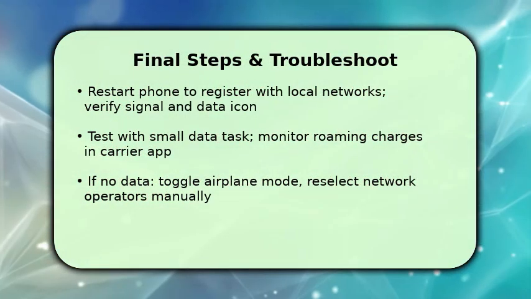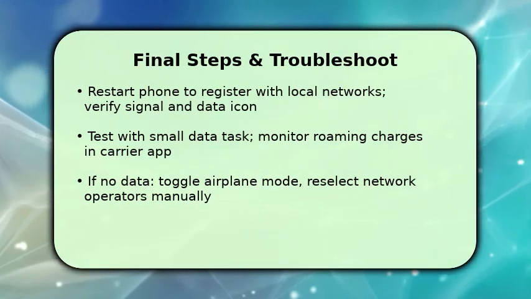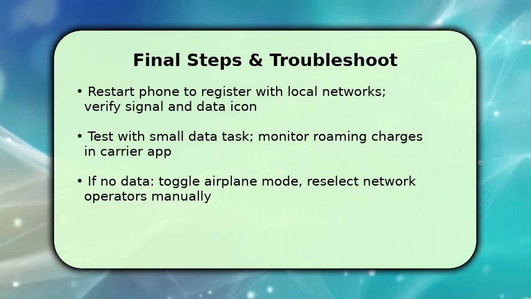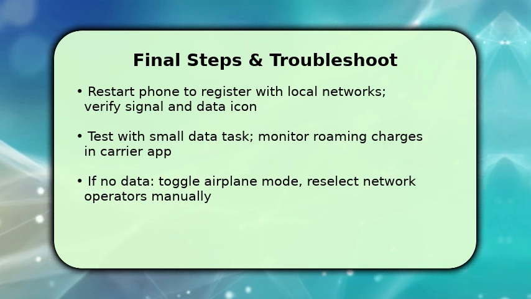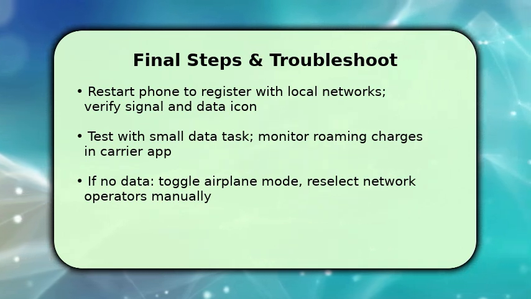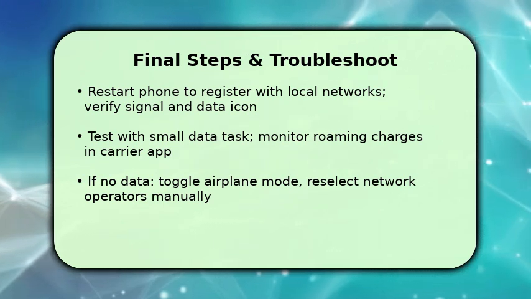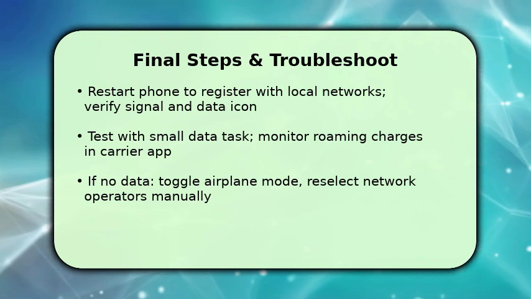You finish by restarting the phone so the new settings register with local networks. After reboot, confirm you see signal bars and a data icon like 4G or LTE. Then perform a quick test, load a web page or send a message to verify connectivity and watch your carrier app for roaming usage to avoid unexpected charges.